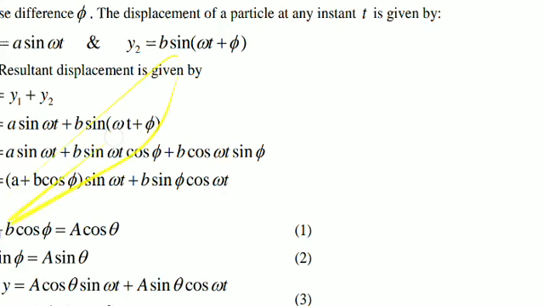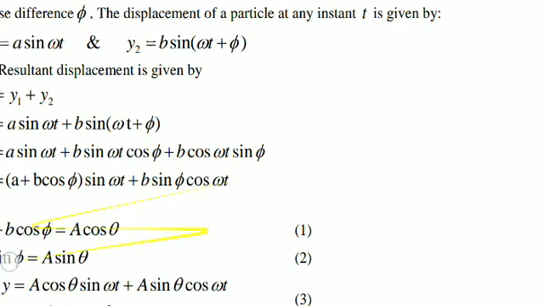Let us apply the formula for sin of a plus b. So b is commonly multiplied: sin of a into cos of b. So sin omega t into cos phi, plus cos omega t into sin phi. This is the expansion of sin of omega t plus phi. Let us rearrange the things.